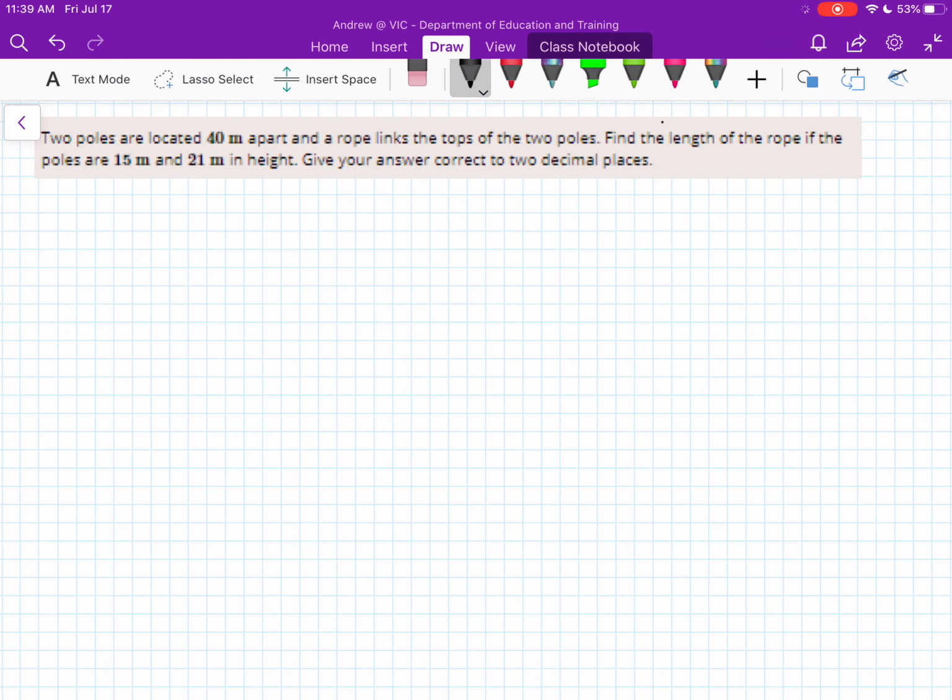G'day everyone, in this video we're looking at how we can apply Pythagoras' theorem.